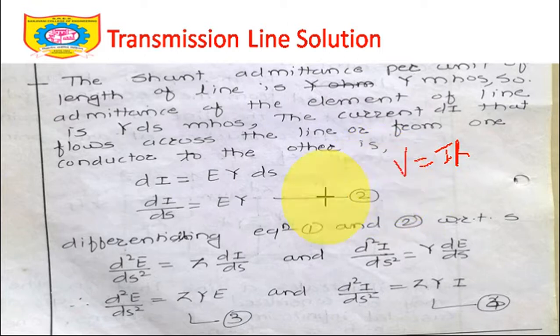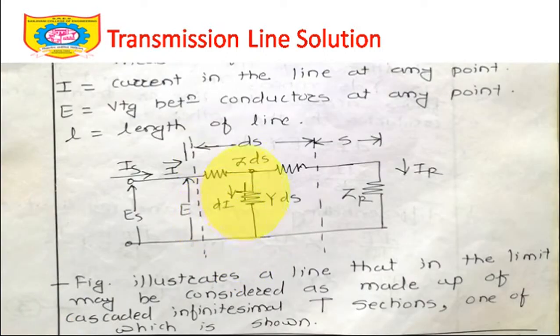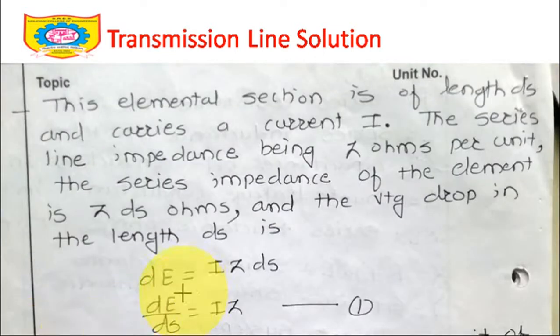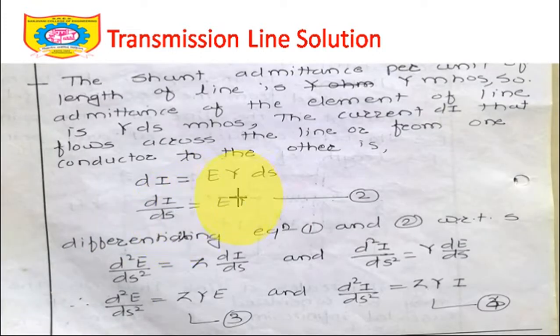So I is equal to V by R, and 1 by R is nothing but Y ds. Coming back to this particular section, I can represent dI directly as E into Y ds. What is Y ds? The admittance of this section of length ds. So dI by ds can be represented as Ey. It is very simple to represent, in a similar way to what we did for dE by ds. So equation number 1 is dE by ds equal to Iz, and equation number 2 is dI by ds equal to Ey.